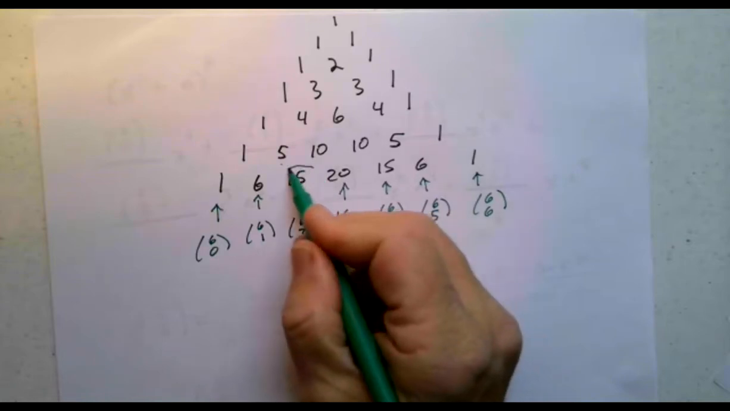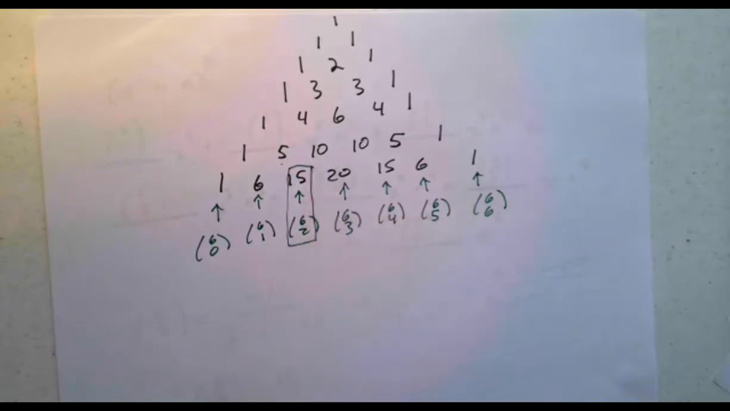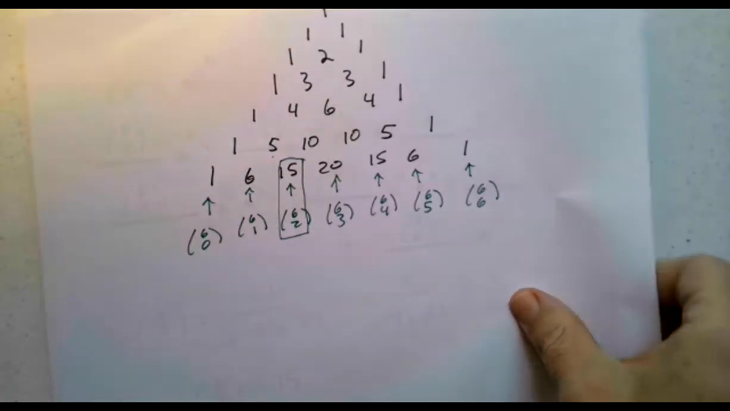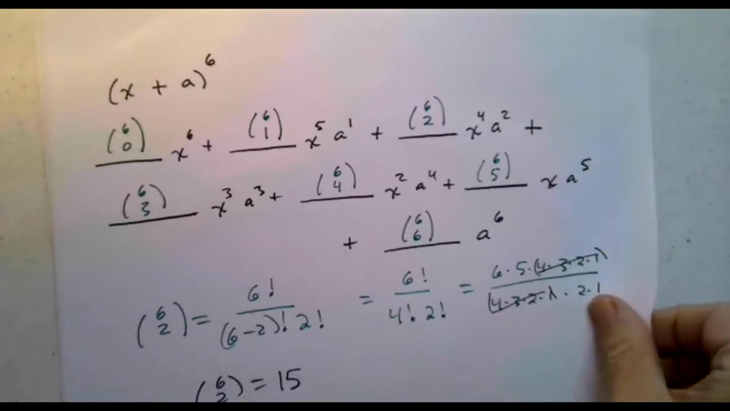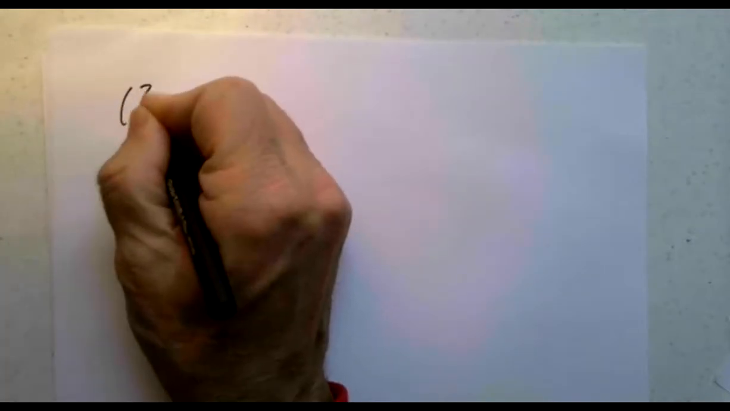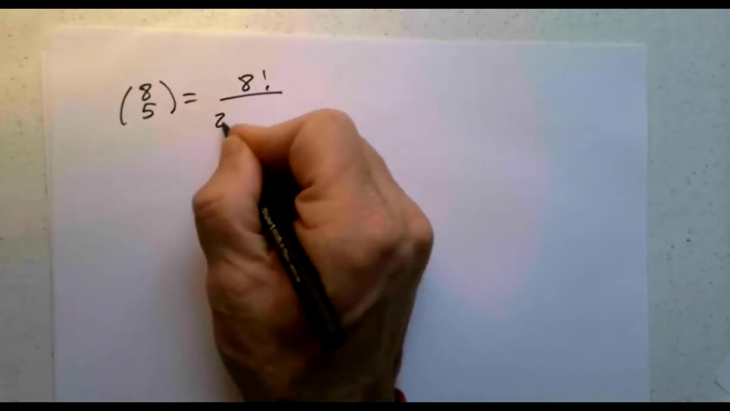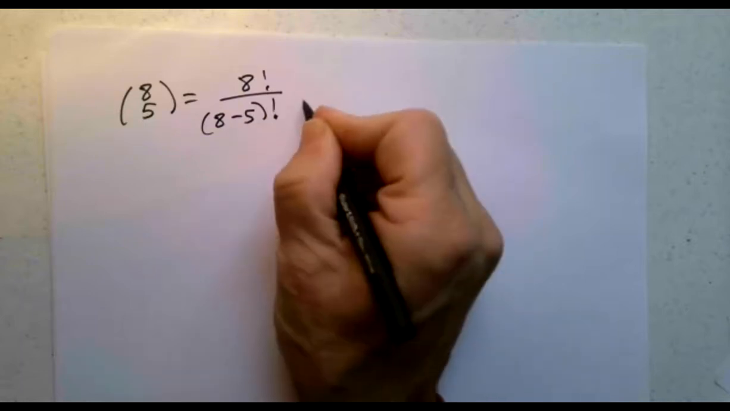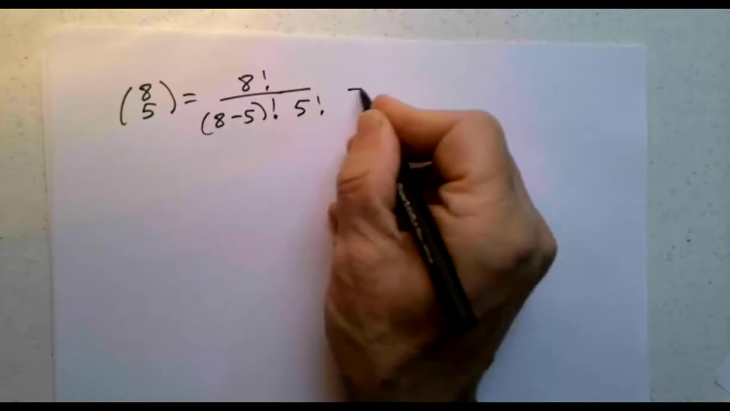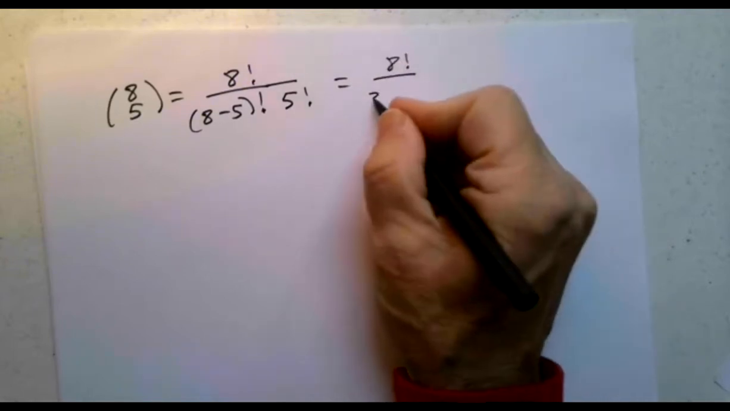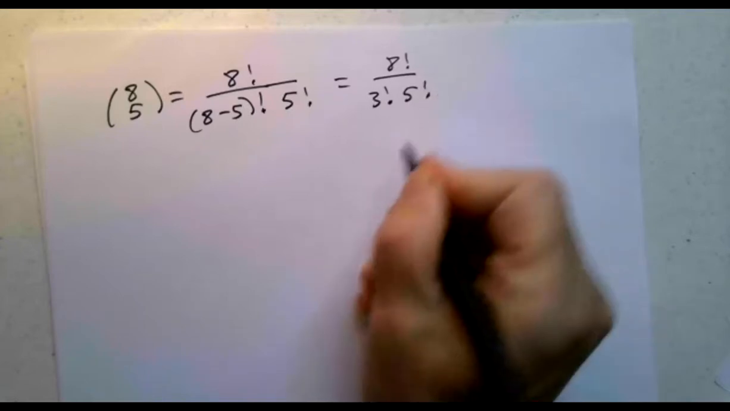So we've already shown this. We've already shown that 6 choose 2 is 15. And I'll just go ahead and show you one other combination sort of thing. What if I had 8 choose 5? That's 8 factorial over 8 minus 5 factorial, 5 factorial, which is 8 factorial over 3 factorial, 5 factorial.